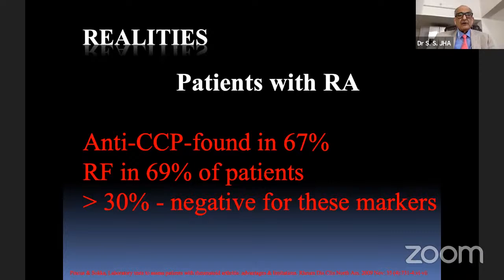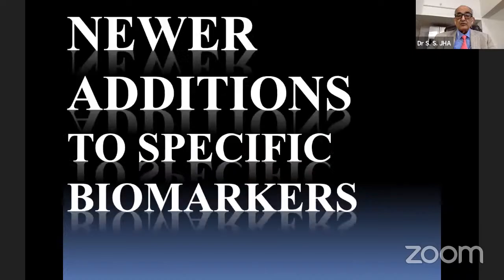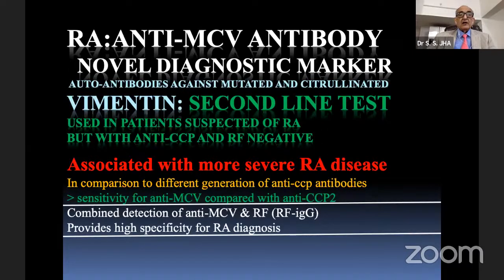Now, again, we have to face this reality that in patients with rheumatoid arthritis, anti-CCP can be found in only 67%. Rheumatoid factor is almost comparable, in 69% of patients, and more than 30% of patients are negative for these two markers. Now, talking about the newer additions, the anti-MCV antibody is a second line test, not a first line test.